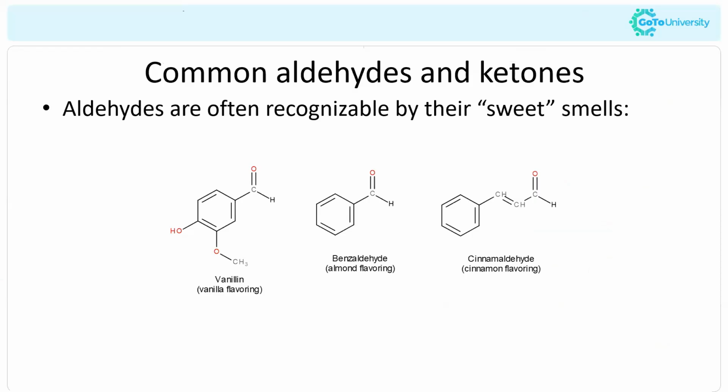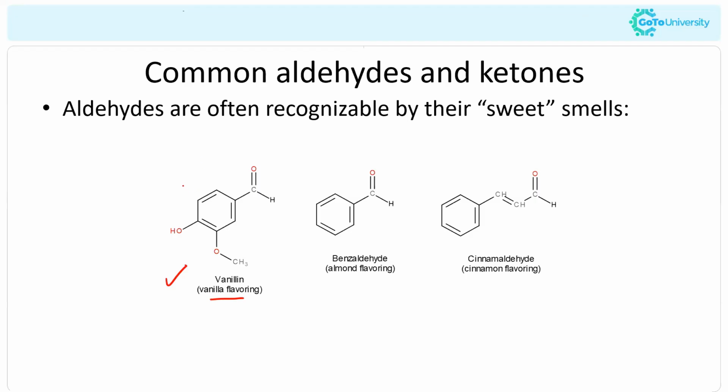Now we have to know some common aldehydes and ketones that we use in our daily life for experimental purposes and everything. So the first one is vanillin. We use vanillin for vanilla flavoring in food. In the food industry, we use vanillin for giving the flavor of vanilla. Okay, that is one compound.